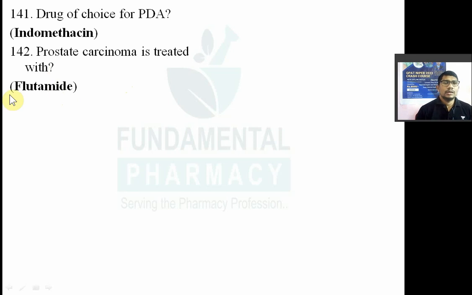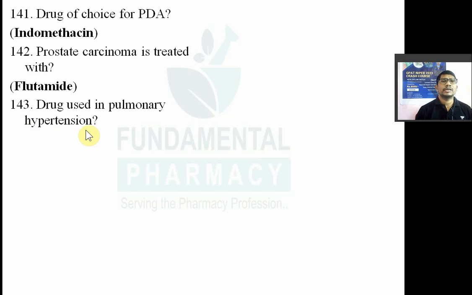Now, what is the adverse effect of flutamide? Flutamide can cause different adverse effects like flushing and gynecomastia. Flushing, gynecomastia it can cause, and it can increase virilism. Flutamide is anti-androgenic in nature, right? Now, question number 143, drug used in pulmonary hypertension. देखो पूछा है pulmonary hypertension में कौन सा drug use करेंगे?